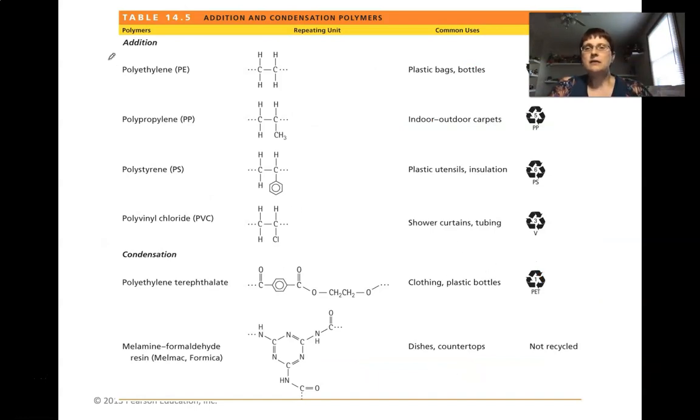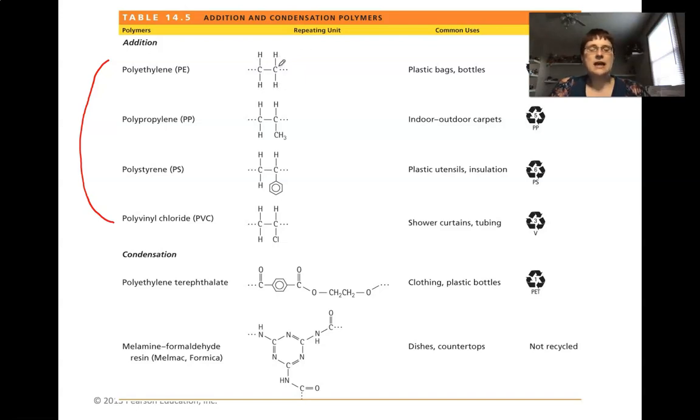Up here, these are all addition polymers. So we've got polyethylene, polypropylene, polystyrene, polyvinyl chloride. You may have caught on that their names have to do with the molecules that we build them out of. And so you can see here, we're joining these different molecules. These are their base monomer. So this is the unit that's going to repeat. We're just going to stick a bunch of these together.